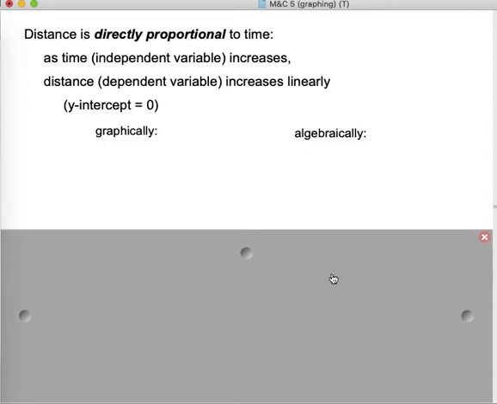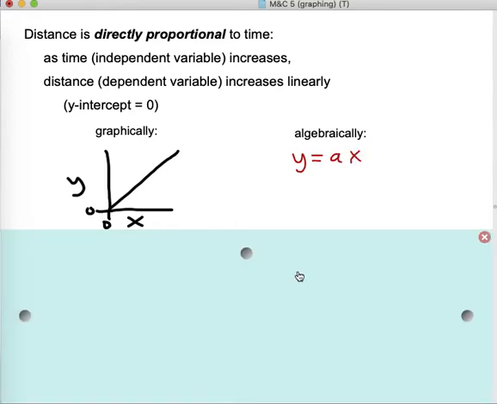When two variables are directly proportional to one another, what that's going to look like is the following. Graphically, as x increases, y increases in a linear fashion, and it goes to the origin. Algebraically, we saw from the curve fit, it gave us the equation y equals a times x, where a is the proportionality constant. Now, we're not using y and x, we're using distance and time, so we write this as distance equals proportionality constant times time. This is using the actual variables involved in the experiment.